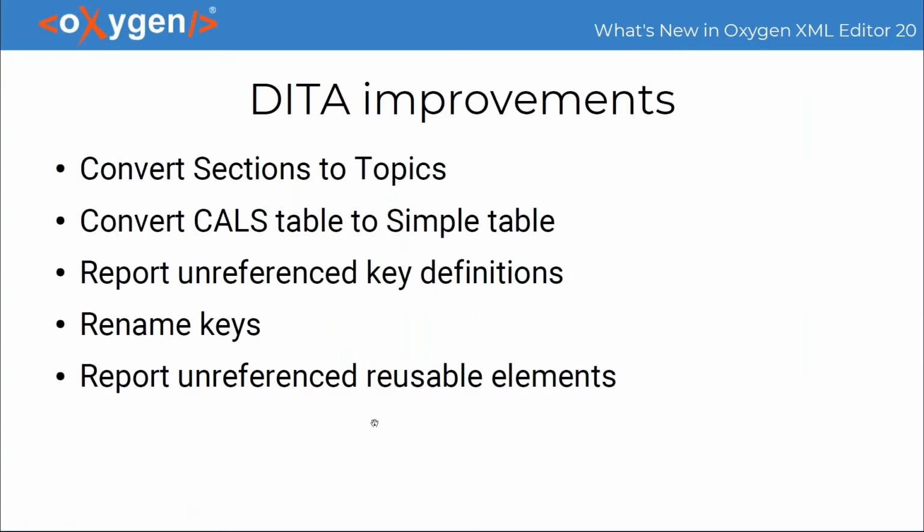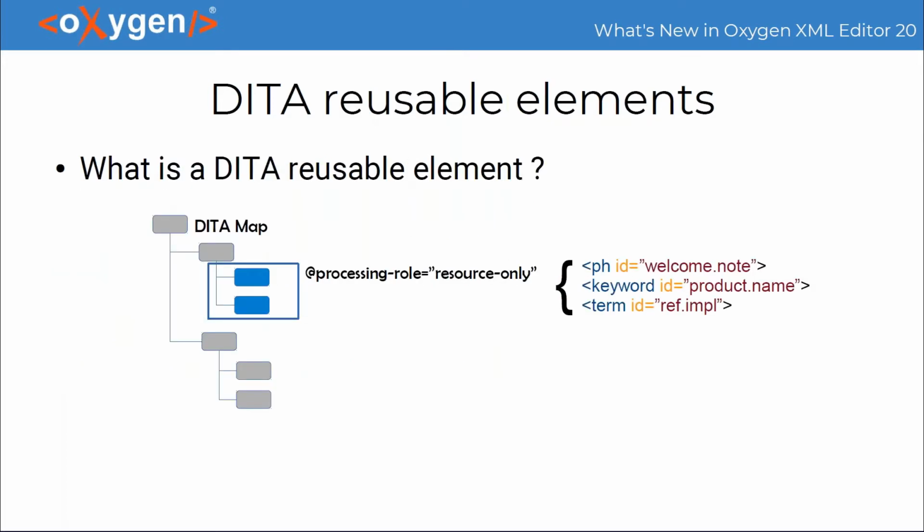The last feature that I want to present is a report for unreferenced reusable elements. Now, what is a reusable element? A reusable element is an element that is intended to be reused across my documentation. It is a good practice to organize these elements in so-called warehouse topics. And Oxygen identifies these warehouse topics because they are referenced in your map structure with the processing role set to resource only. So that's how Oxygen knows that this topic is a warehouse topic.